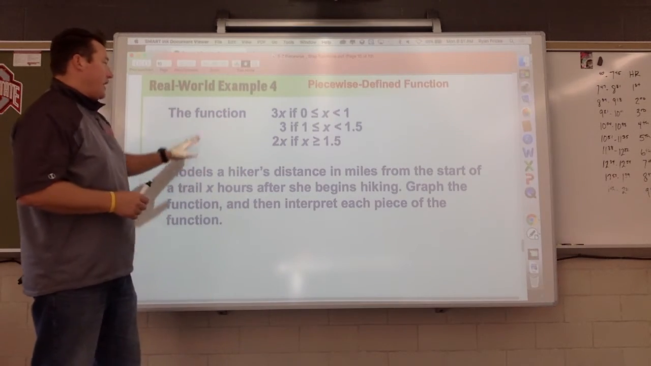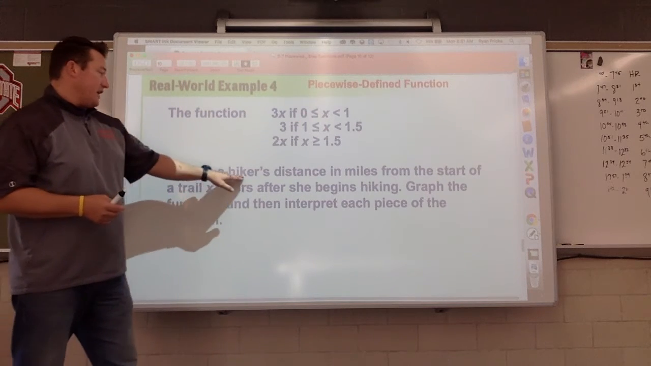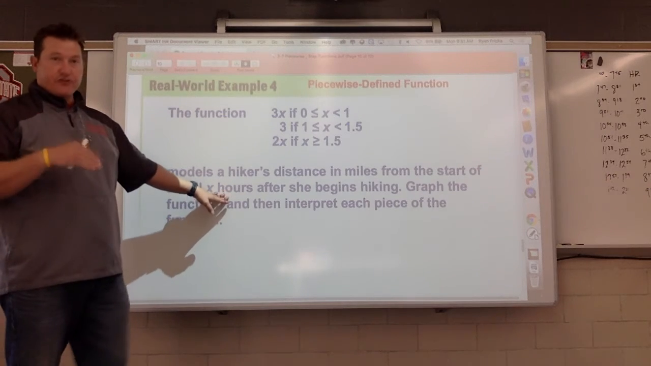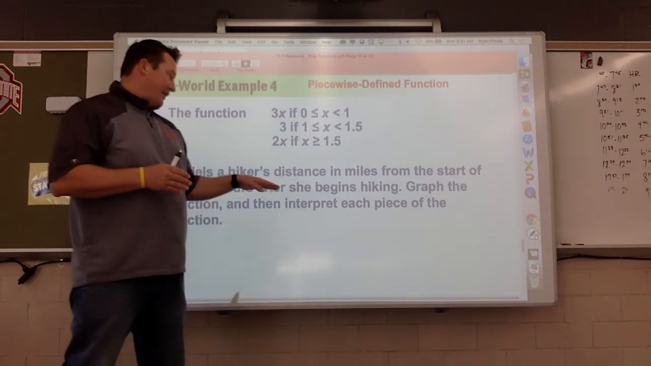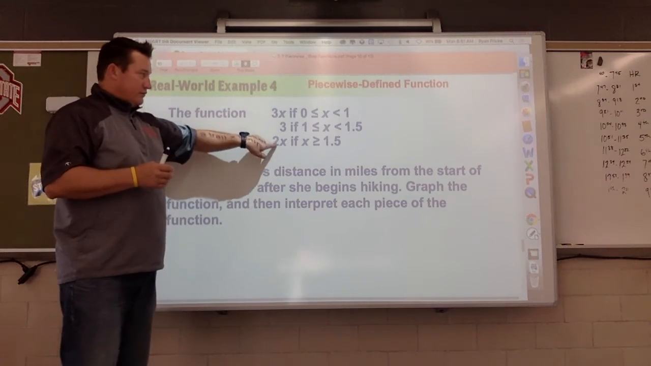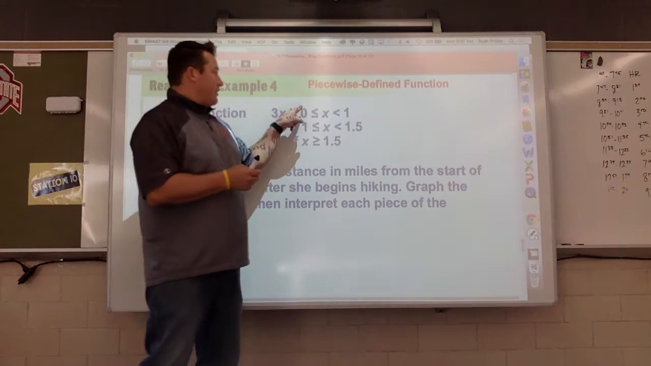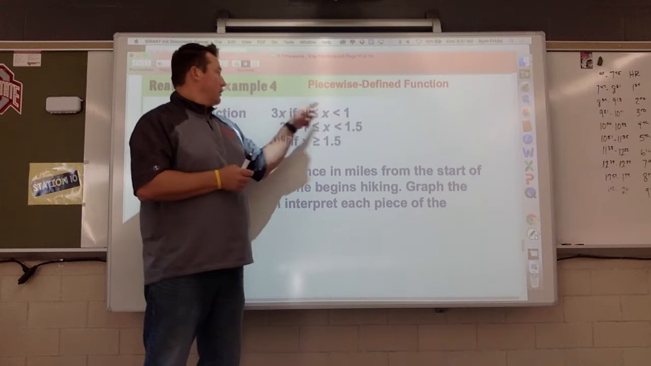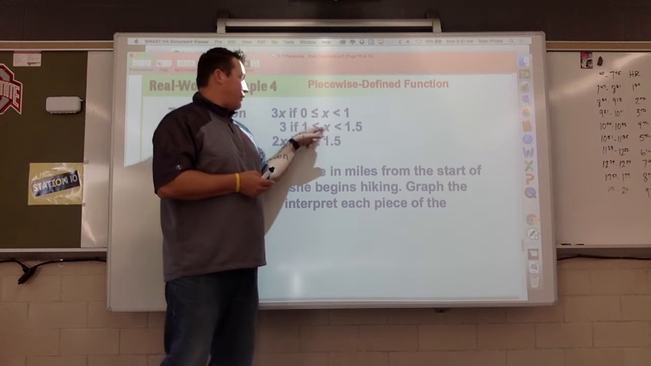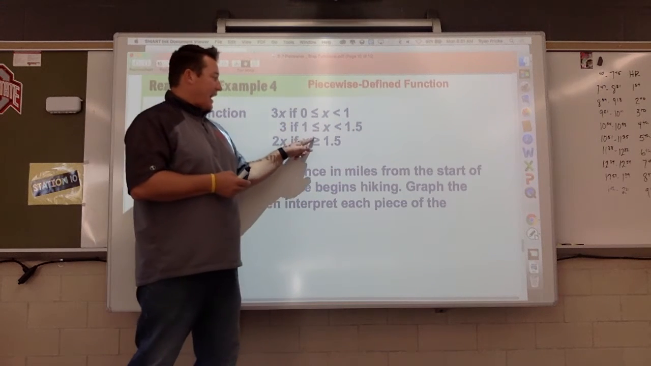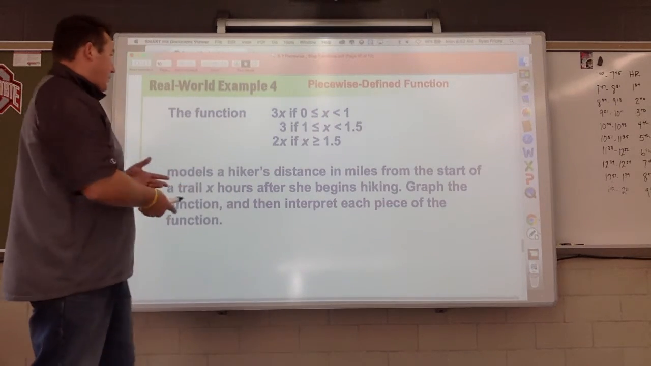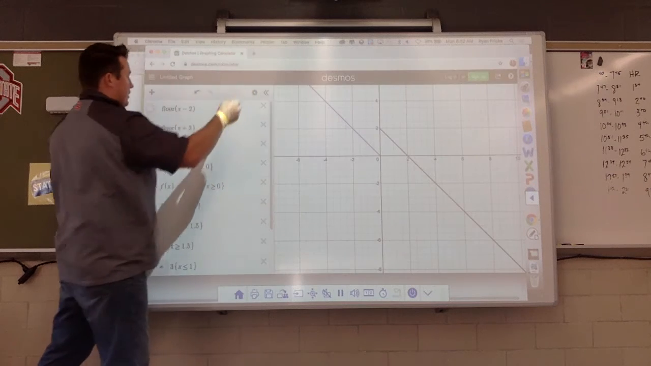Anyway, it tells me this function right here models a hiker's distance in miles from the start of a trail, x hours, so there's your x variable, hours, time, after she begins hiking. Graph the function, interpret each piece of the function. So remember, x is time. From 0 hours to 1 hour, she is hiking at this rate. From 1 hour to 1.5 hours, we are at this rate. After 1.5 hours, we are at this rate. So we've got 3 different rates. Let's take a look and see what that looks like on our graph.